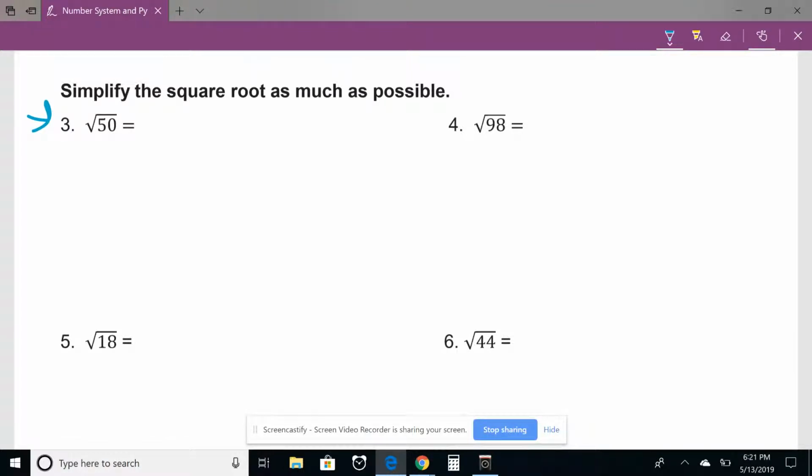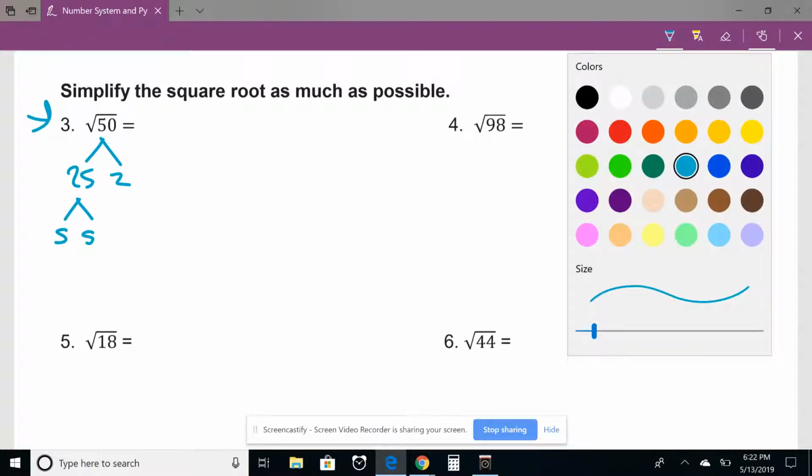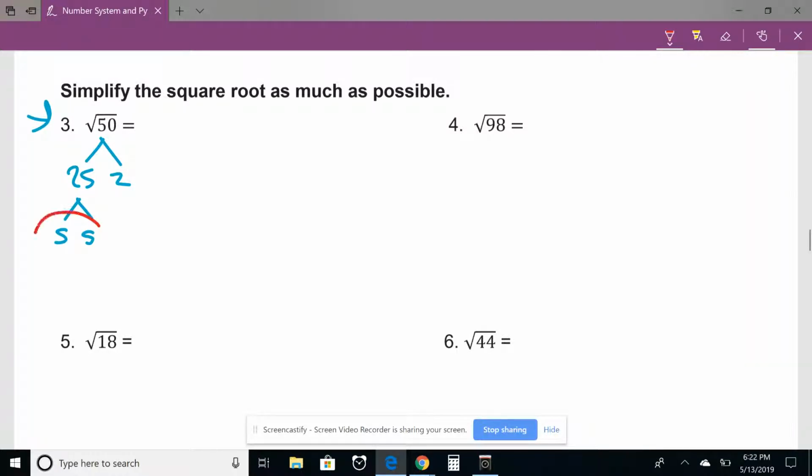Basically, you're just going to break down a number like any sort of factor tree that you've done in elementary school. So 50 breaks down to 25 and 2, and then 25 breaks down to 5 and 5. Now, for every single pair of the same numbers, those are the numbers that are going to go on the outside of the radical symbol, the root symbol. So in this case, we only have one pair of 5s. So a 5 is going to go on the outside.